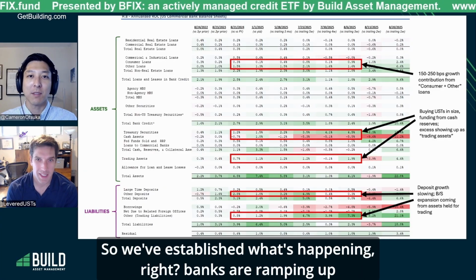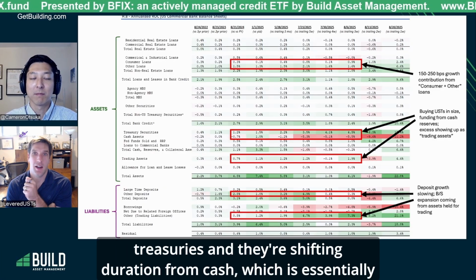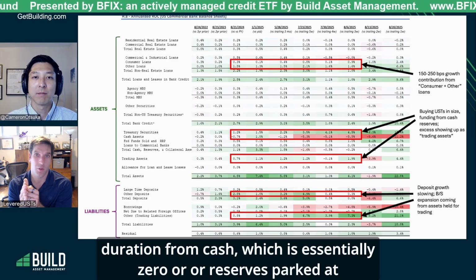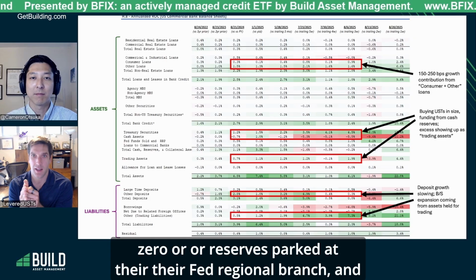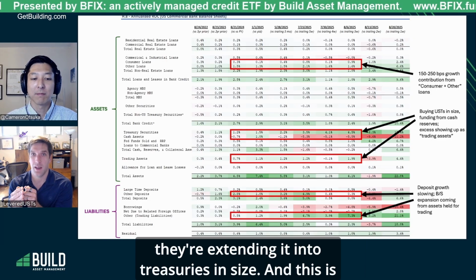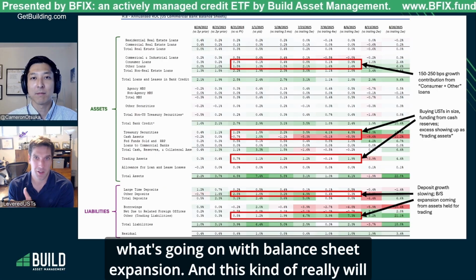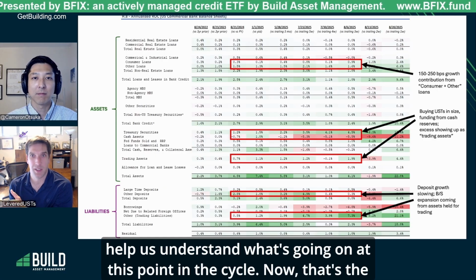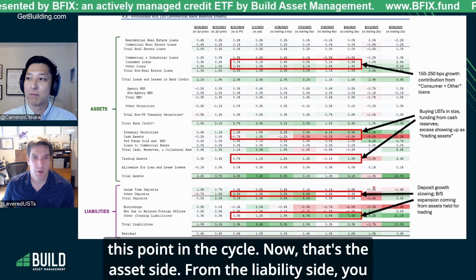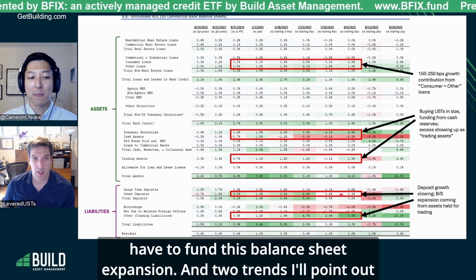So we've established what's happening, right? Banks are ramping up treasuries, and they're shifting duration from cash, which is essentially zero, or reserves parked at their Fed regional branch, and they're extending it into treasuries in size. And this is what's going on with balance sheet expansion. And this really will help us understand what's going on at this point in the cycle. Now, that's the asset side. From the liability side, you have to fund this balance sheet expansion.